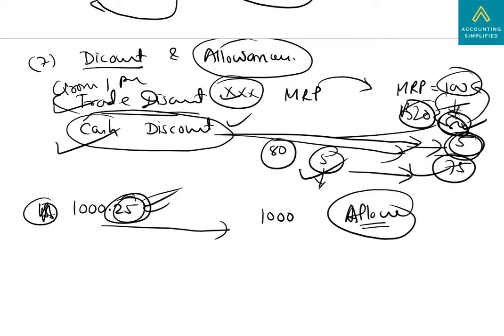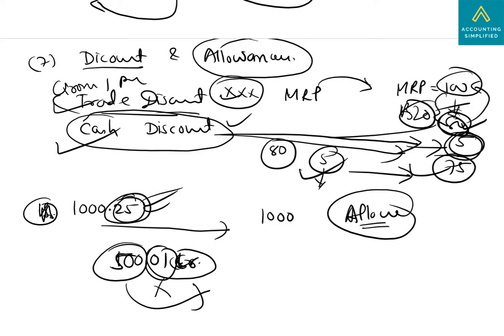This allowance may even be in lakhs. For example, you have purchased a property of 500 crore 1 lakh. Now, will you give this 1 lakh rupees? No, sir, I will not give. I will give 500 crore only. So this 1 lakh becomes allowances. Suppose you want to give 25 paisa, you cannot give and he cannot take also. That's why it's considered as allowances. In Gujarati, it is called kasar.